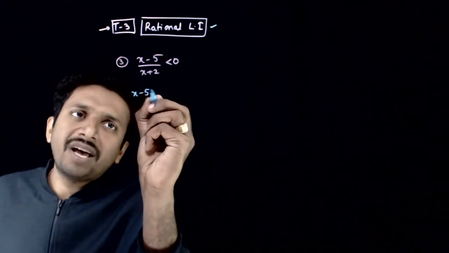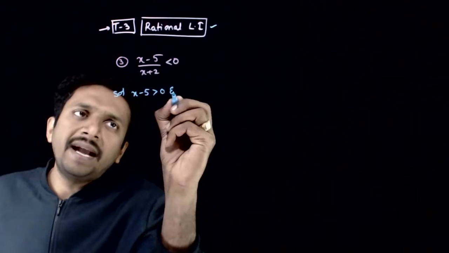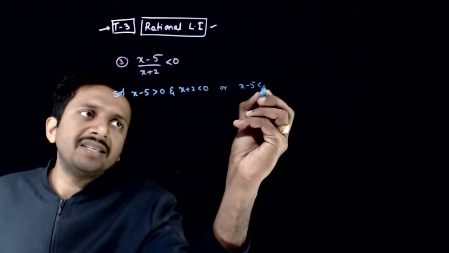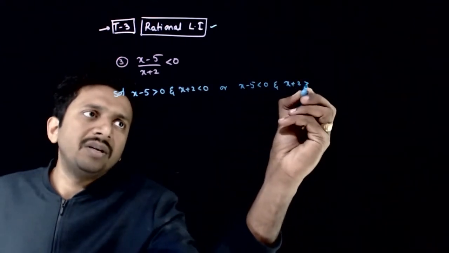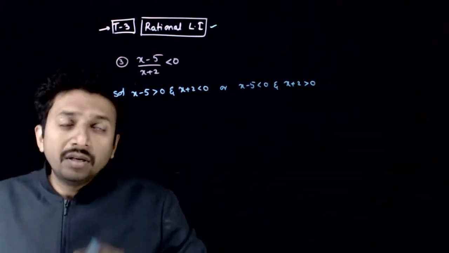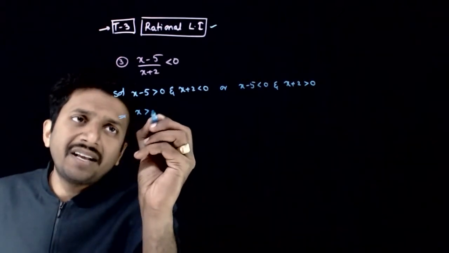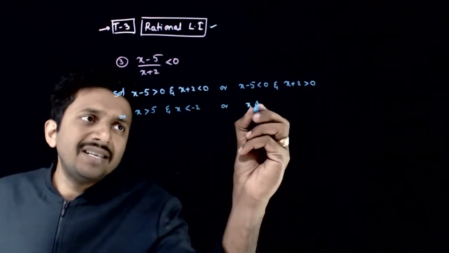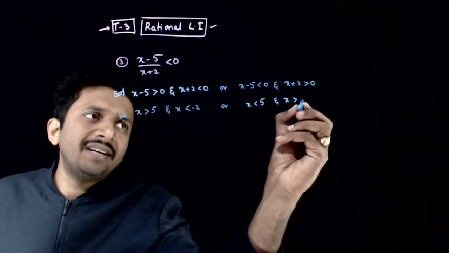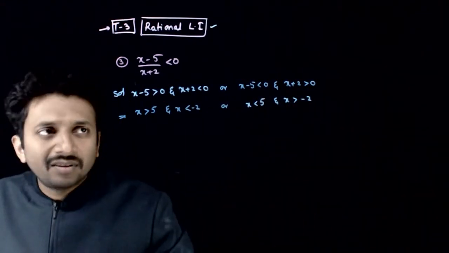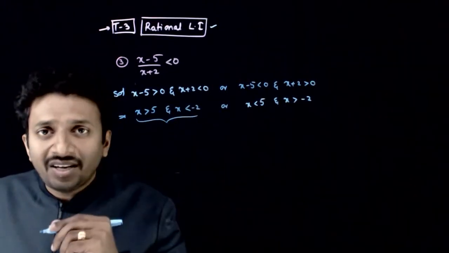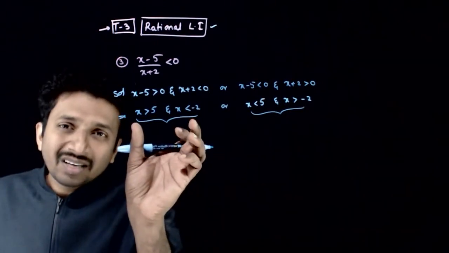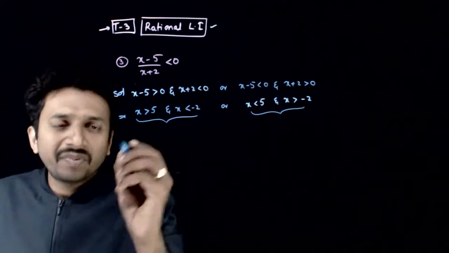That is, x minus 5 greater than 0 and x plus 2 less than 0, or x minus 5 less than 0 and x plus 2 greater than 0. So this implies x is greater than 5 and x is less than minus 2, or x is less than 5 and x is greater than minus 2. These two are simultaneous linear inequations, and there is an or in between. That is, you need to combine these two solutions.